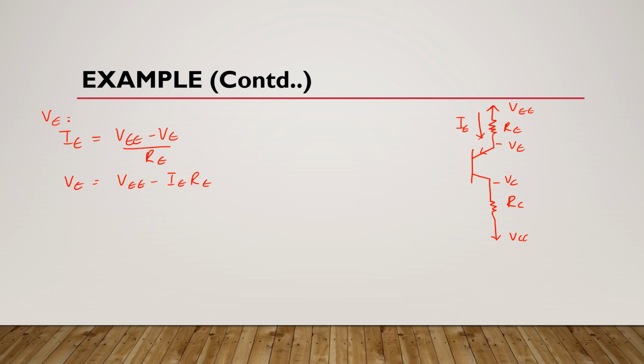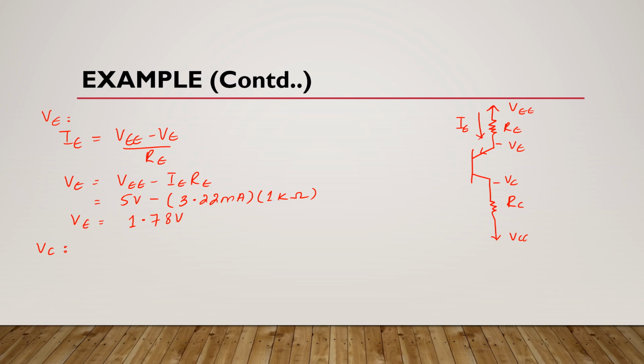Here VEE is 5 volts, and we know that IE is 3.22 milliamperes and RE is 1 kilo ohms. After solving this, you will get VE is equal to 1.78 volts. Okay. Now we will find nodal voltage at collector.